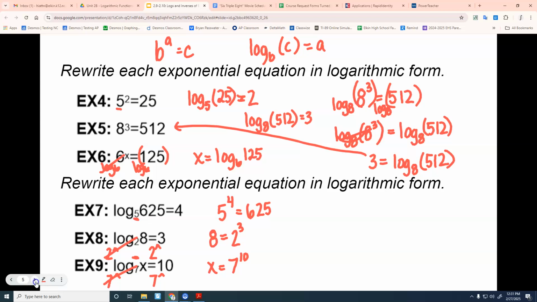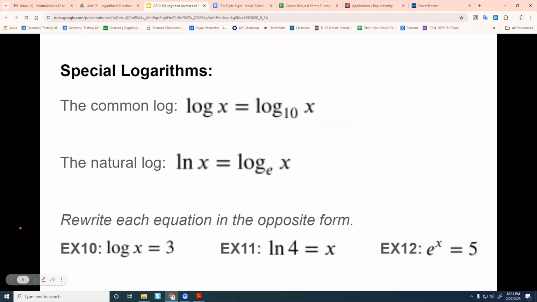All right. Okay, there are a few special logarithms that we have to know about. The first one is called the common log, and if you see log without a base at all, then it is assumed that it is a 10. So if you see a log without a base at all, it's assumed that it's base of 10.